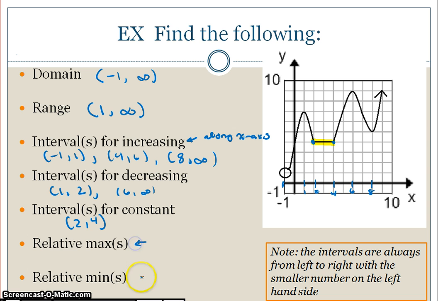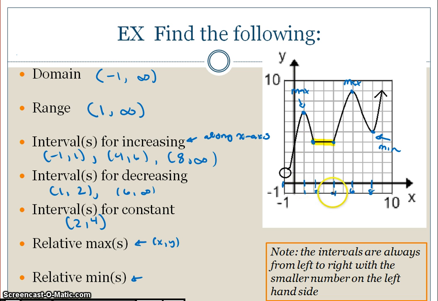For relative min and max, those are x, y coordinates, and if you're going to do this on your calculator, you do need to do calc max or calc min. So these values are relative maximums, and this value would be a relative min. Okay, so if you had to do this on your calculator, you do calc max, calc min.